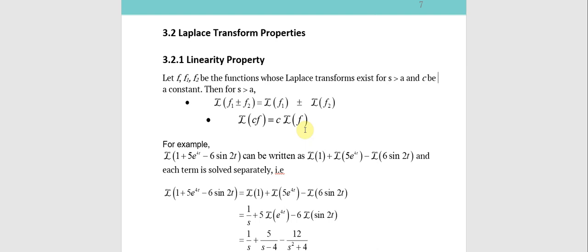Okay, so in this video, I will explain the Laplace transform properties. Basically, we have three properties. The first one is the linearity property. The second one is the first shifting property, and the last property is multiplication by t^n. We will go through them one by one.